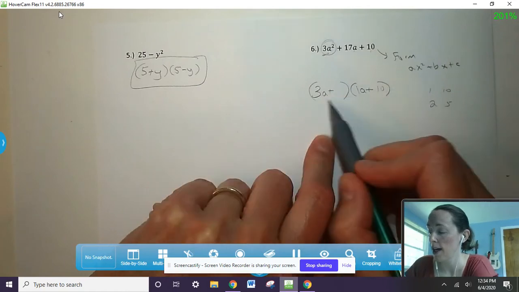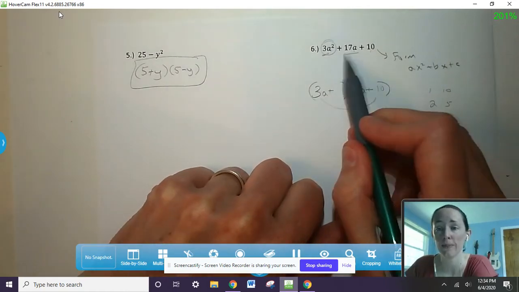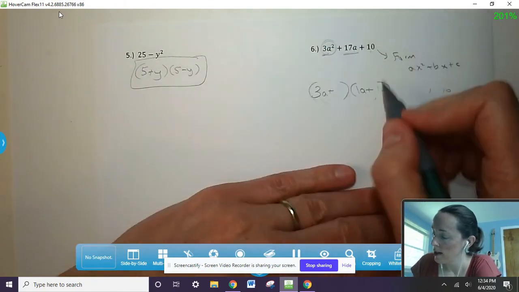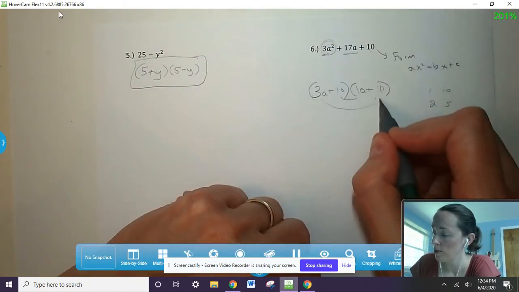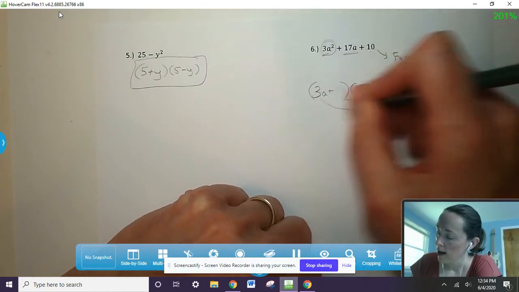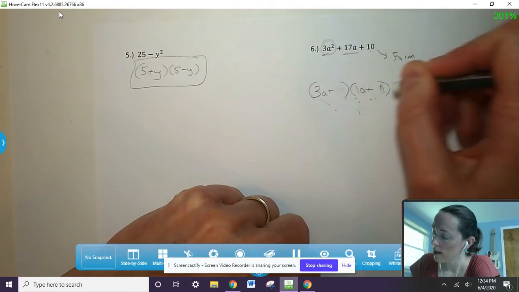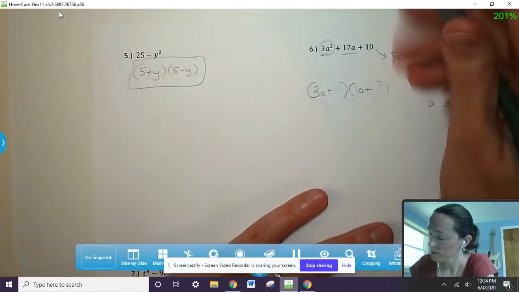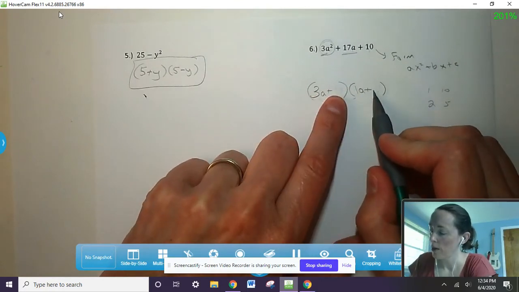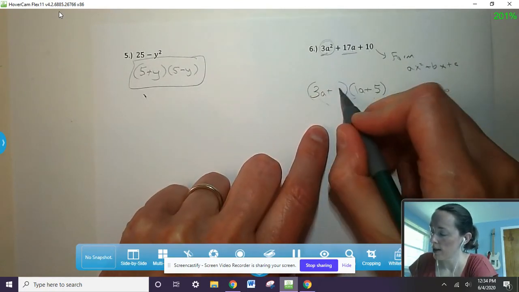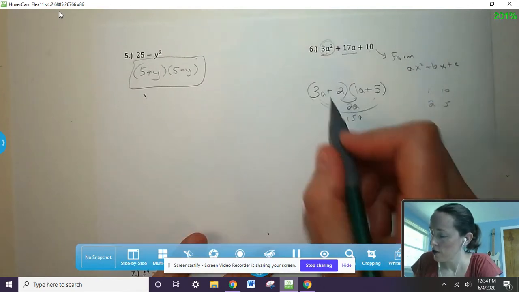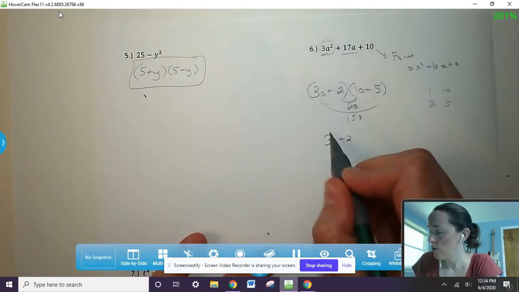Because there's no way 30a is going to come up to 17a here. If you try to put a 1 here and a 10 here, you'll get 10a and 3a. That doesn't make 17. So we need to use 5 and 2. And when you see that you're going to be using 5 and 2, you just have to decide 2, 5 or 5, 2. So if I put the 5 here and the 2 here, that's going to work nicely because that'll give me 2a and 15a. So my factorization that I'm looking for is 3a plus 2, a plus 5.